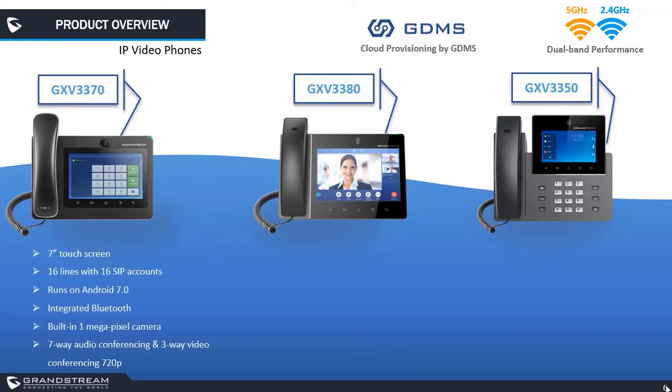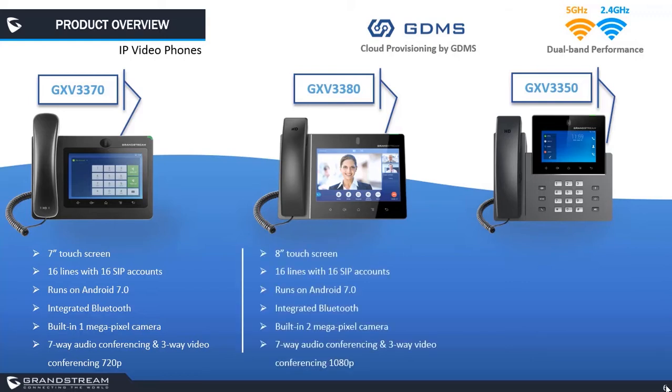The first model in the GXV 3300 series is the GXV 3370. This one has a touch screen of 7 inches. It supports 16 lines with 16 SIP accounts. This model runs on Android version 7. It has integrated Bluetooth and a built-in camera of 1 megapixel. This phone can handle 7-way audio conferencing and 3-way video conferencing using the resolution 720.